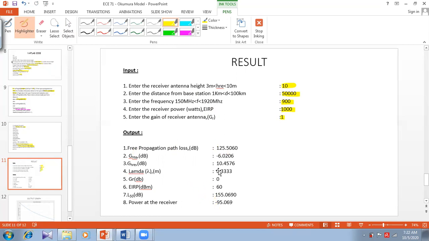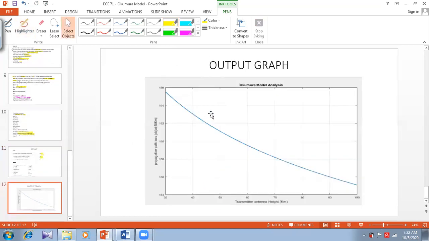Similarly, you get an output graph which, as told earlier, is a graph between your transmitter antenna height and the propagation path loss. What you get to see is that as your transmitter antenna height increases, your path loss will reduce.